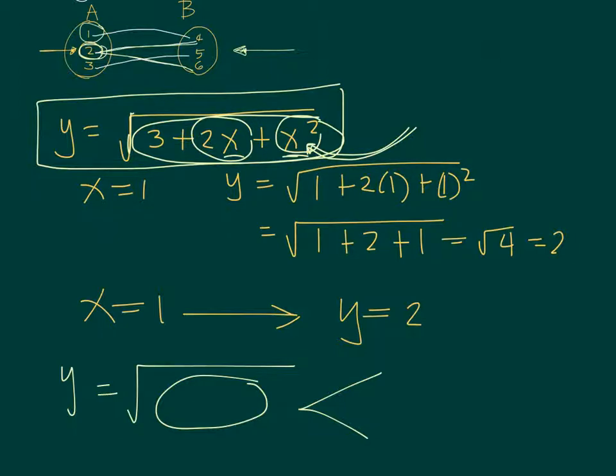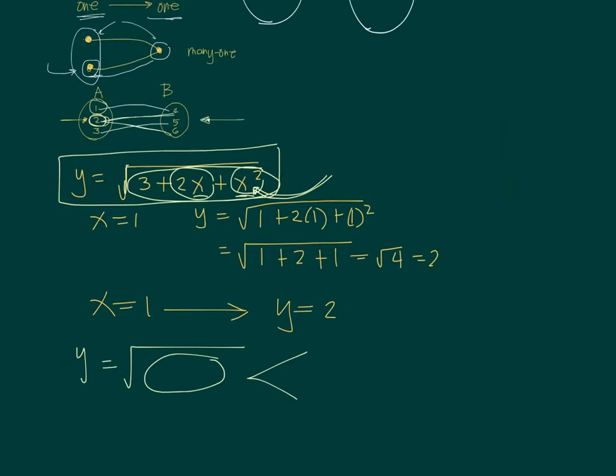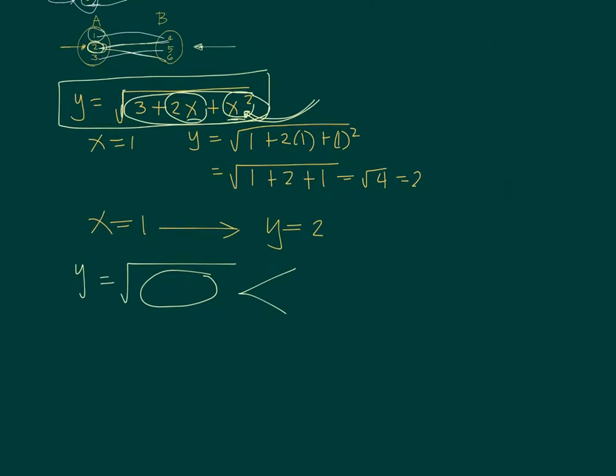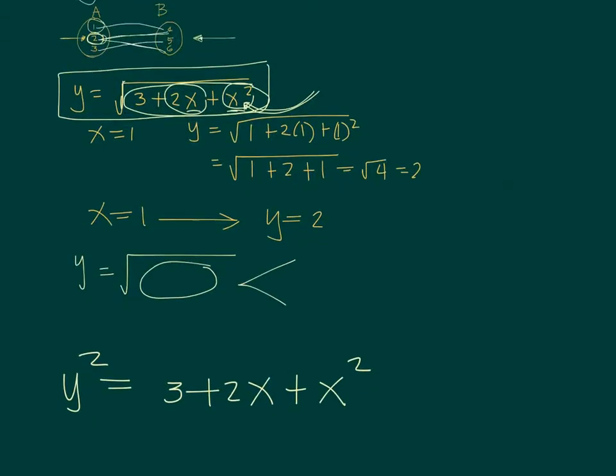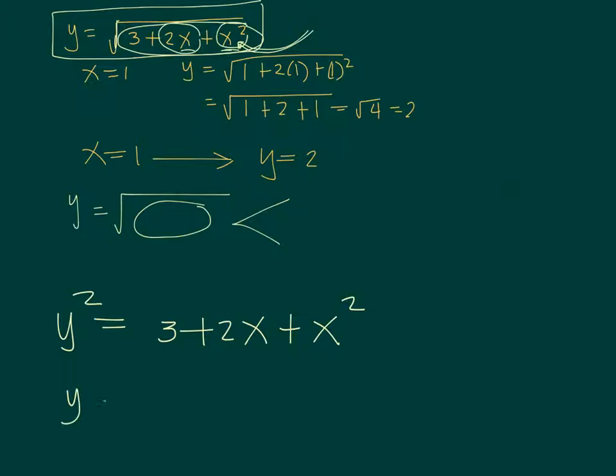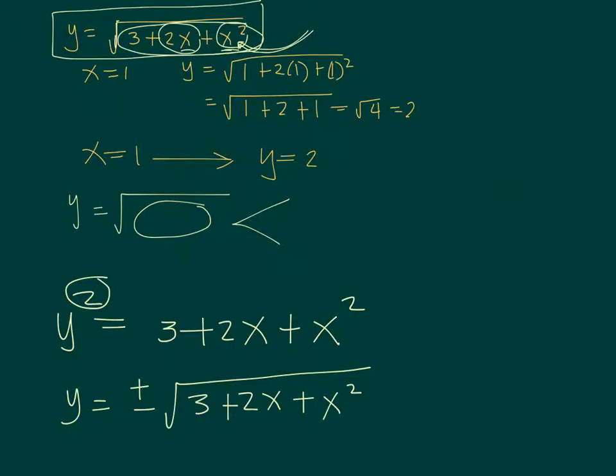Okay, so I think one of the confusions on this type of equation is when you have y squared equals 3 plus 2x plus x squared. If you take a look at this equation and try to get y from it, you will get plus or minus the square root of 3 plus 2x plus x squared. That's what we learned before. If you want to get the y and it's raised to 2, you take the positive and the negative square root of the other side.